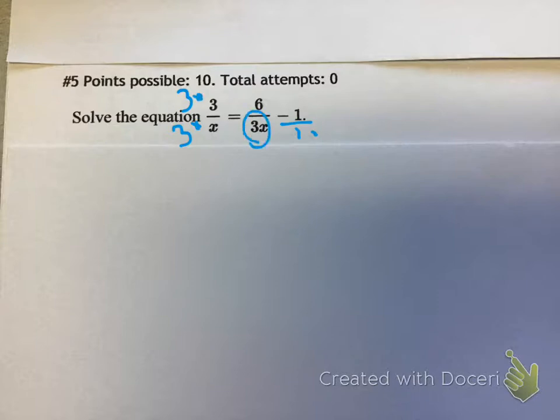This 3X in the middle already is a 3X, so he doesn't need anything. And then the 1 don't got nothing, so we'll times it by a 3 and an X. And now everybody on the bottoms has a 3X. That's 3X, this is 3X, and then 1 times 3X is 3X, so all the bottoms match. And once the bottoms match, we don't need them. We'll just get rid of them.